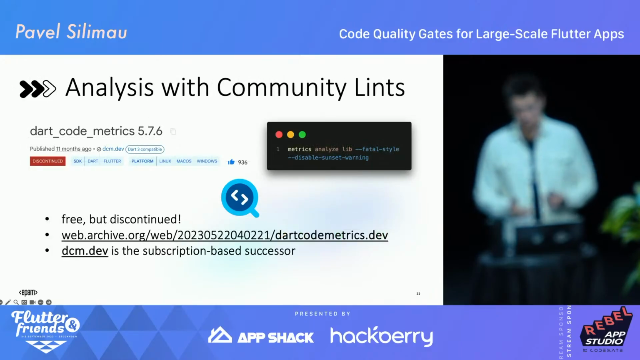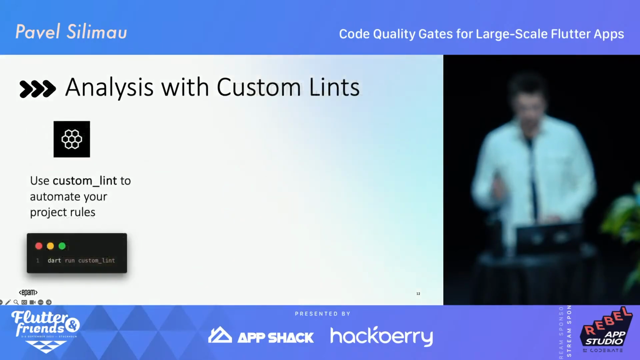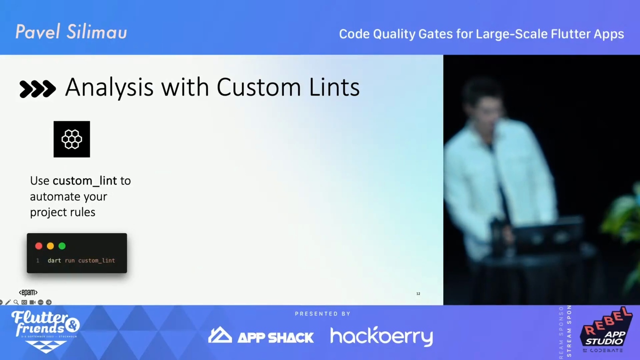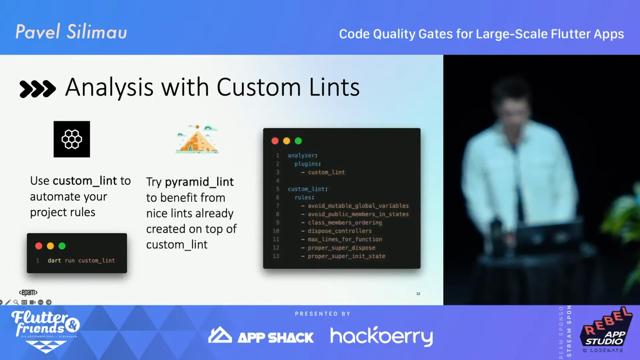Taking a step further would involve the integration of additional lints provided by the community. Dart Code Metrics has been the most used and well-known package. It was introduced in 2020, and our teams have been using it for years. And even though it was discontinued last year in favor of DCM, it is still possible to use the old and free version. The next level of linting involves the integration of custom_lint. With this library, you can develop lints tailored to the specific needs and requirements of your team and your project. And another promising tool, which I discovered about half a year ago, is called Permit Lint.